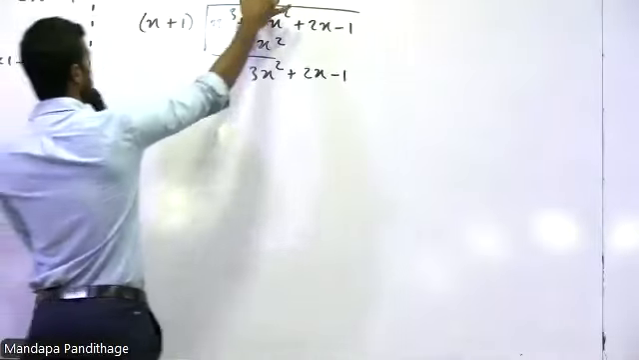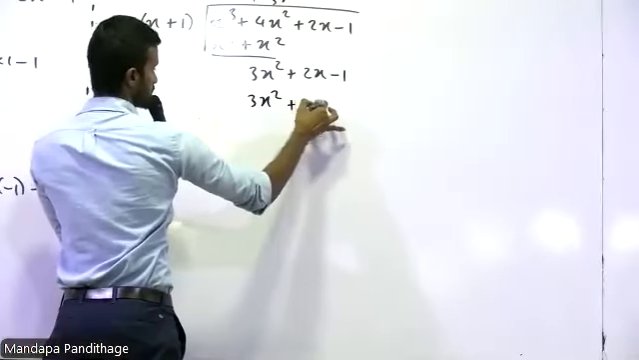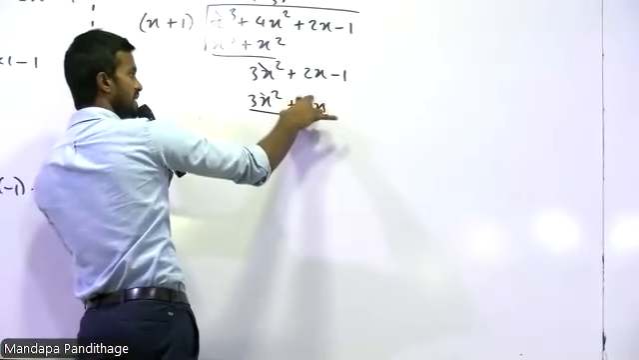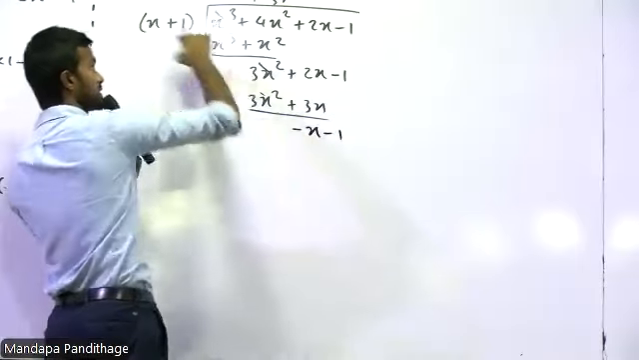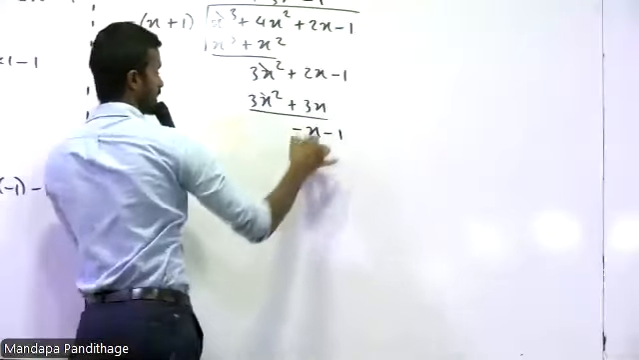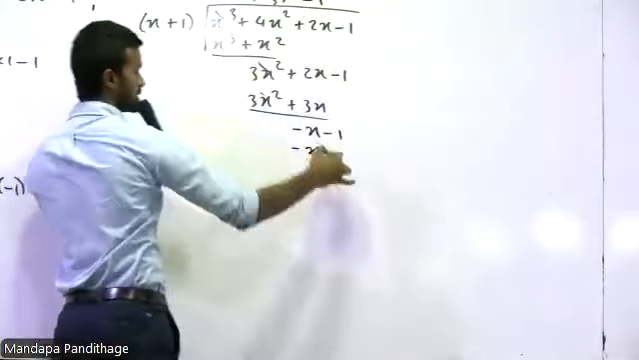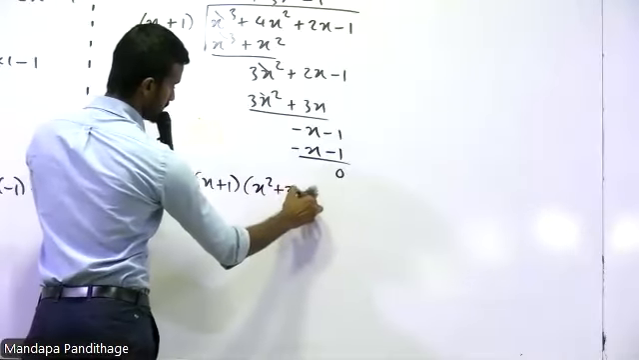3x squared divided by x, it's 3x. When you multiply, 3x squared plus 3x. Okay, simplify, when you subtract 2x minus 3x, 2 minus 3 is minus 1. A minus x divided by x, it's minus 1. So when you multiply, it's minus x minus 1, which is 0. You're supposed to get 0. So here, what are the two factors? f(x) is equal to x plus 1 and x squared plus 3x minus 1.